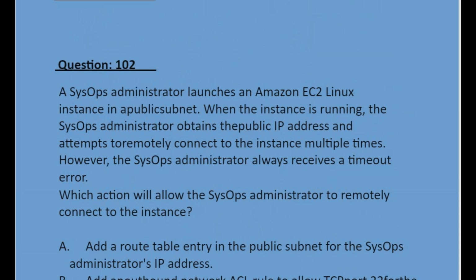Question is, a SysOps administrator launches an Amazon EC2 Linux instance in a public subnet. When the instance is running, the SysOps administrator obtains the public IP address and attempts to remotely connect to the instance multiple times. However, the SysOps administrator always receives a timeout error. Which action will allow the SysOps administrator to remotely connect to the instance?